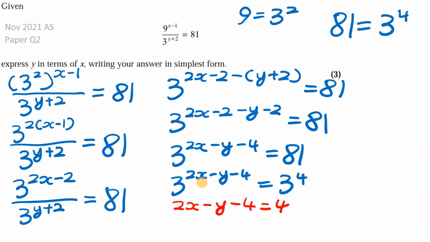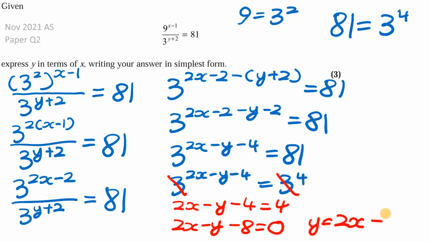So what we've just done, because 3 to the power of this is equal to 3 to the power of this, means that these powers are going to be equal to each other, so we can set up this equation here. You can essentially think about this like the 3's are being cancelled out to just leave us with this equation. We need to make y the subject. Let's move this 4 to the other side, so it becomes 2x minus y minus 4 minus 4, which is minus 8, is equal to 0. Then move this minus y to the other side, so we get that y is equal to 2x minus 8, which is the final answer. So y is equal to 2x minus 8.